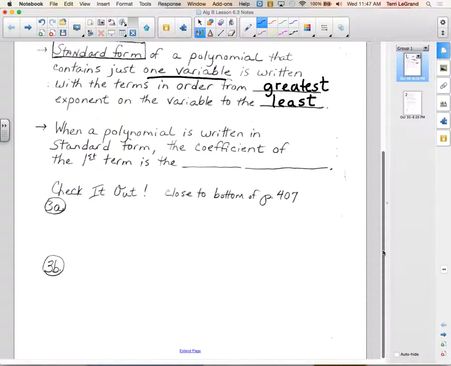And then one more thing we need to pay attention to is when a polynomial is written in standard form, greatest exponent to least exponent, the coefficient of the first term. What's a coefficient? What does that mean? It's a big number. It's on the left side of what? Okay, so let's go back to Ariel's monomial 10x. What's the coefficient of 10x? 10. Yeah, so the number that the variable is being multiplied by.